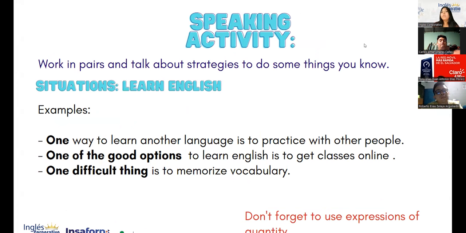Then we are going to come back and take the quiz that we have about subject and verb agreement. But right now we are going to work with different classmates. Okay. Here we go.